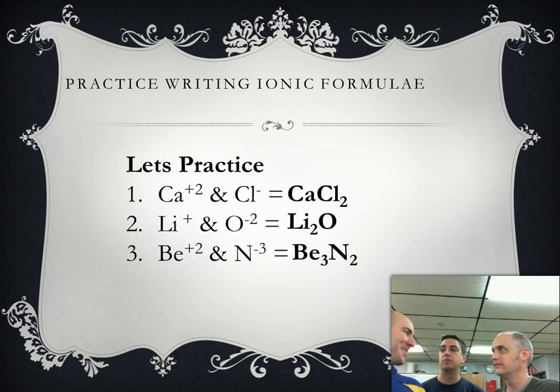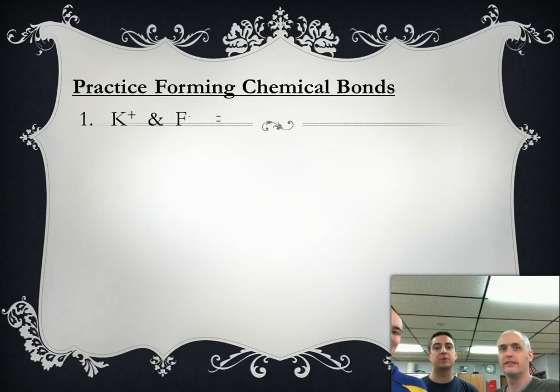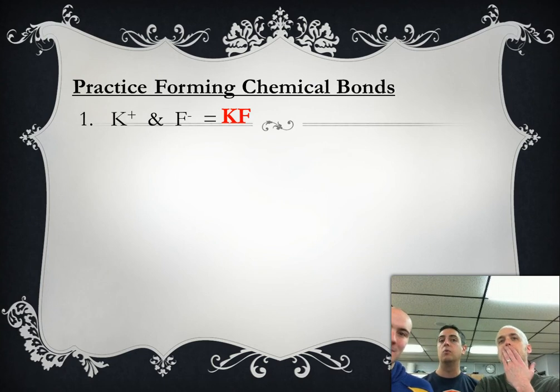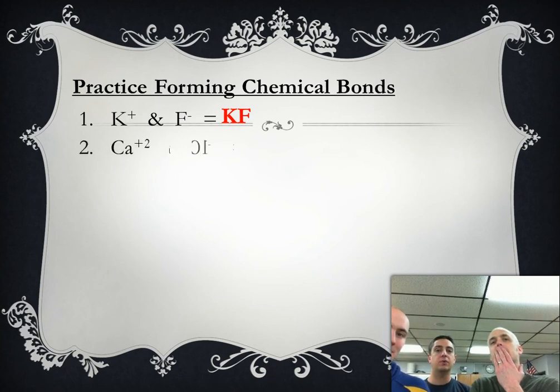If we go to the next slide, we're going to see some practice ones. So here we have K+1 and F-1. If we drop the charges and crisscross, you just get KF because the negatives and positives disappear. 1 potassium, 1 fluorine. Nicely done. We go to the next one.